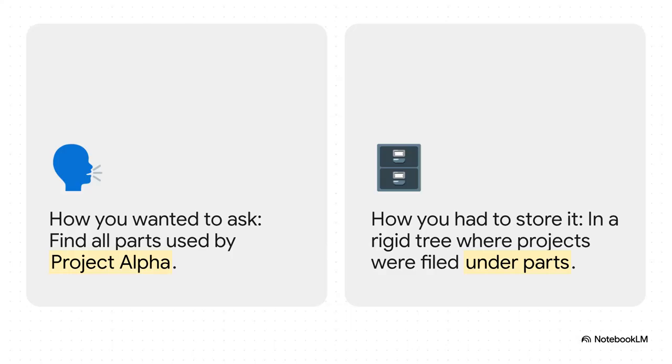And this right here shows you the central issue, what they call data dependency. Basically, the way you physically stored your data dictated the kinds of questions you could ask about it. Just imagine you filed all your project info under the specific parts they used. Now asking a simple question like, hey, what parts does Project Alpha use, became a total nightmare. You literally have to search every single part in the whole system to see if it was linked to Project Alpha. It was clunky, it was inefficient, and just incredibly complex.